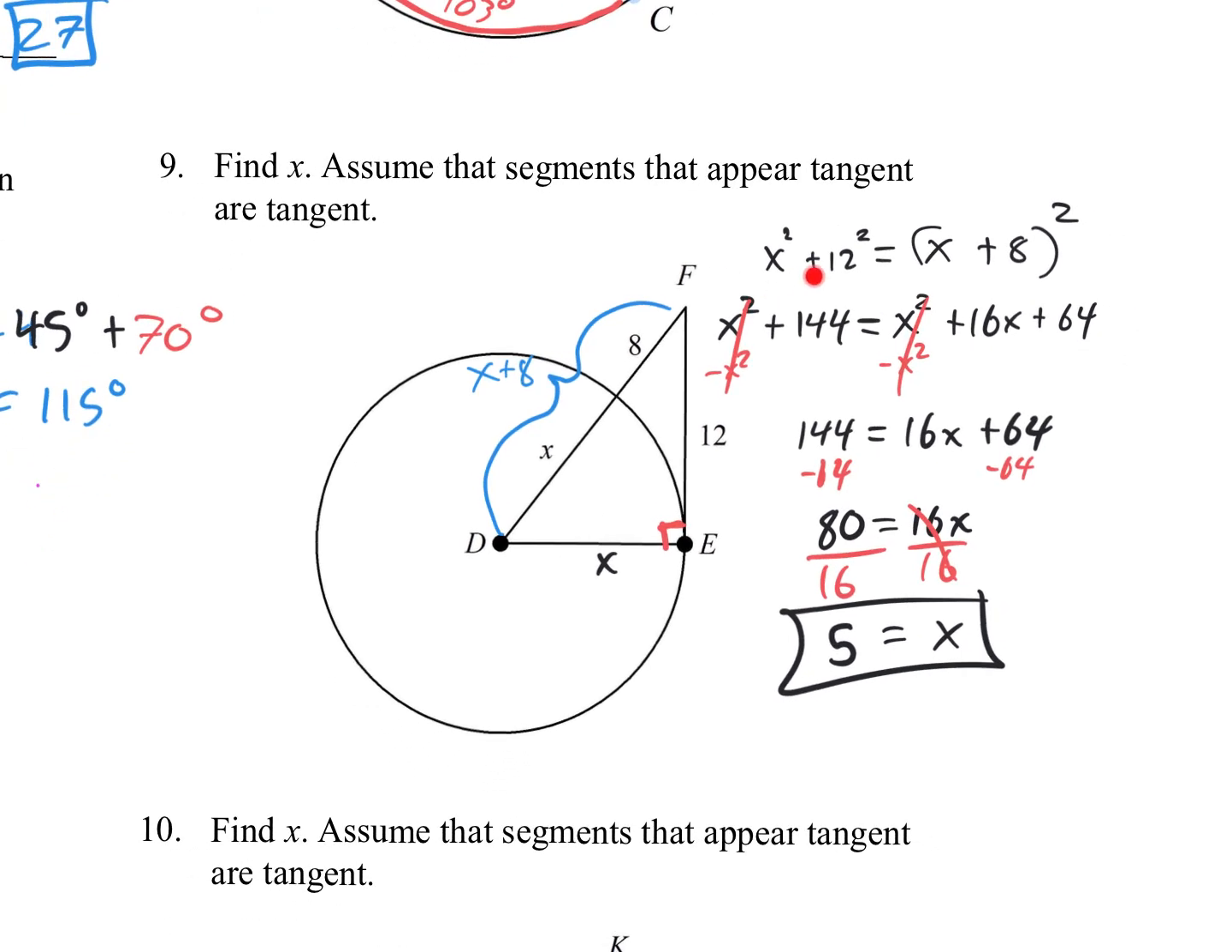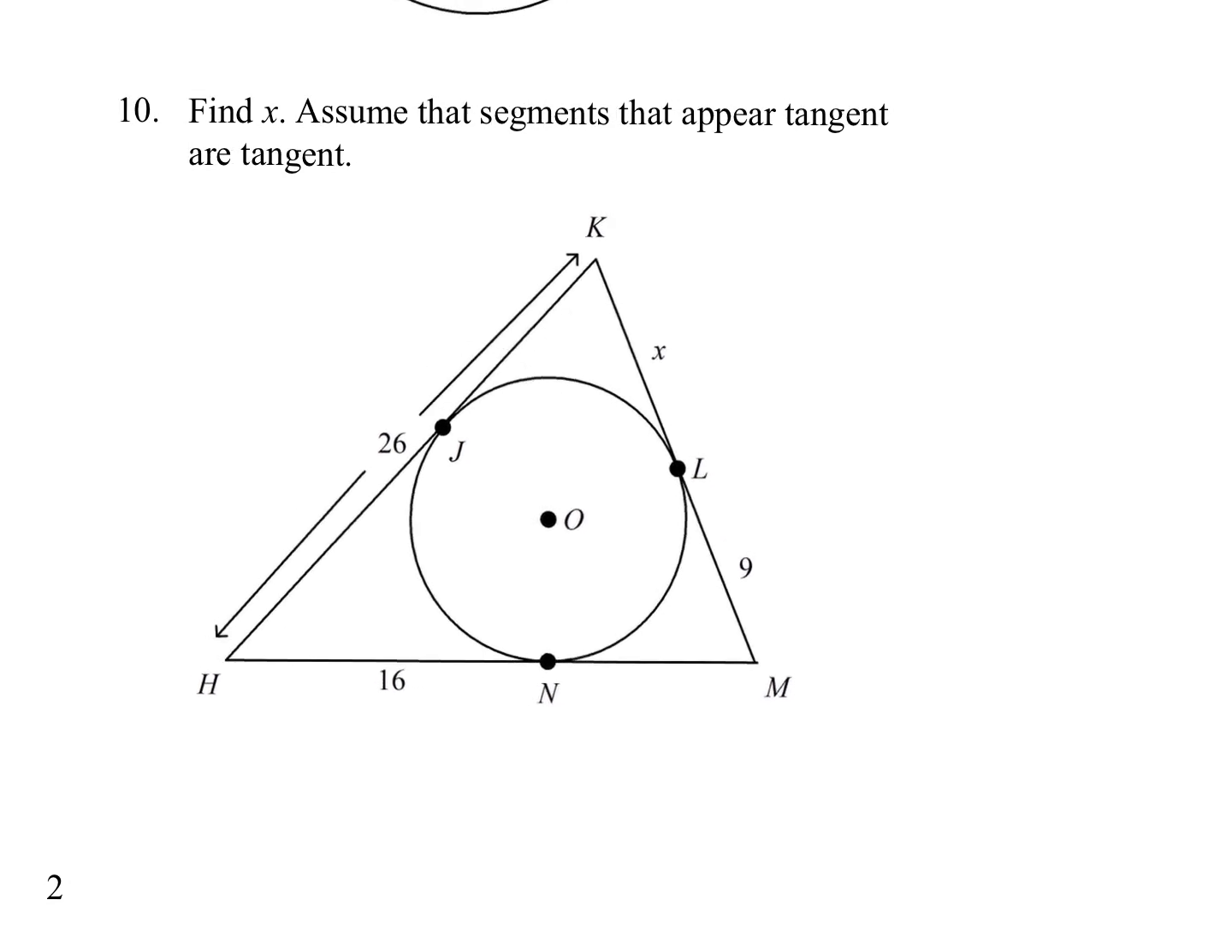Let's just recap. I did Pythagorean theorem, but I had to square that entire side length, and I had to use FOIL or box method or the pattern of perfect squares to expand that, and then I just solved the equation that I get. So not so bad. I didn't have to actually factor or do quadratic formula or anything like that because the x squareds cancel out, so it's actually pretty easy to solve. All right, let's go to number 10. Find x. Assume that segments that appear tangent are in fact tangent.